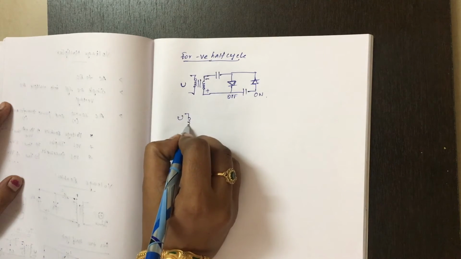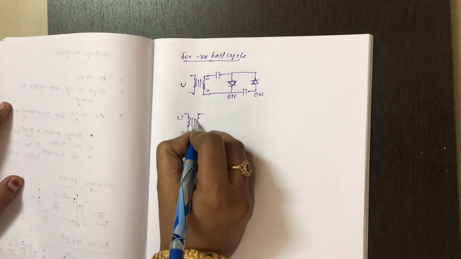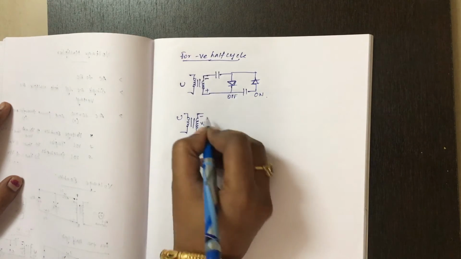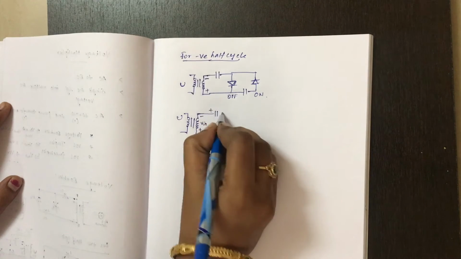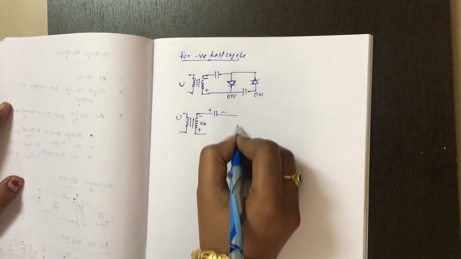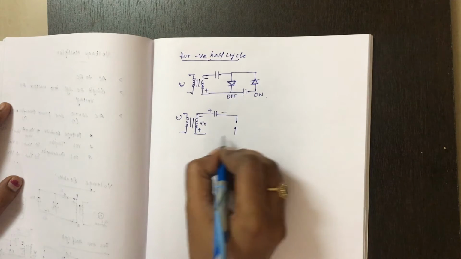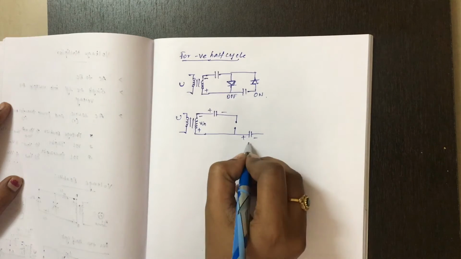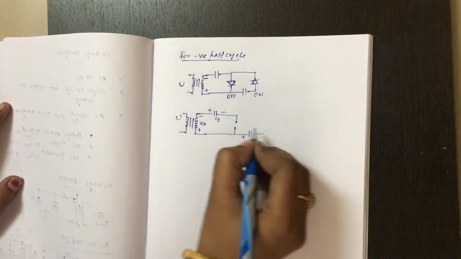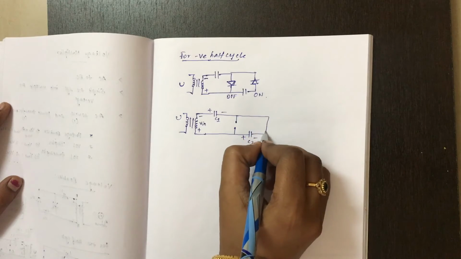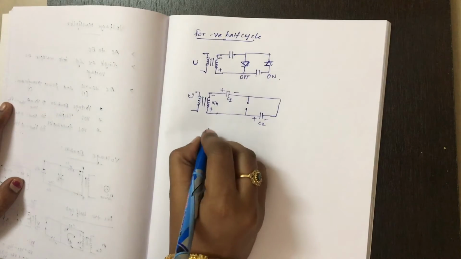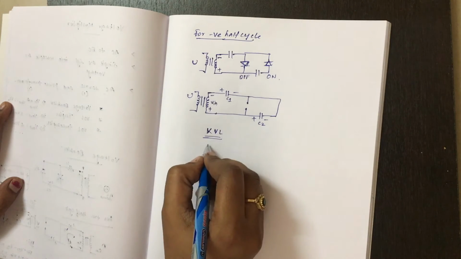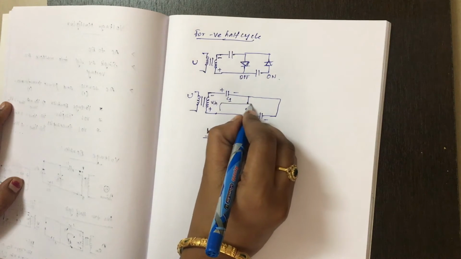So just drawing it again, negative cycle is applied, so this is minus, this is plus, as always this is input voltage, capacitor. So this diode is off, so it will act as an open switch, or you don't have to draw it. Then again capacitor C2, C1, and this diode is on, so it will act as a closed switch. Now let's apply KVL.